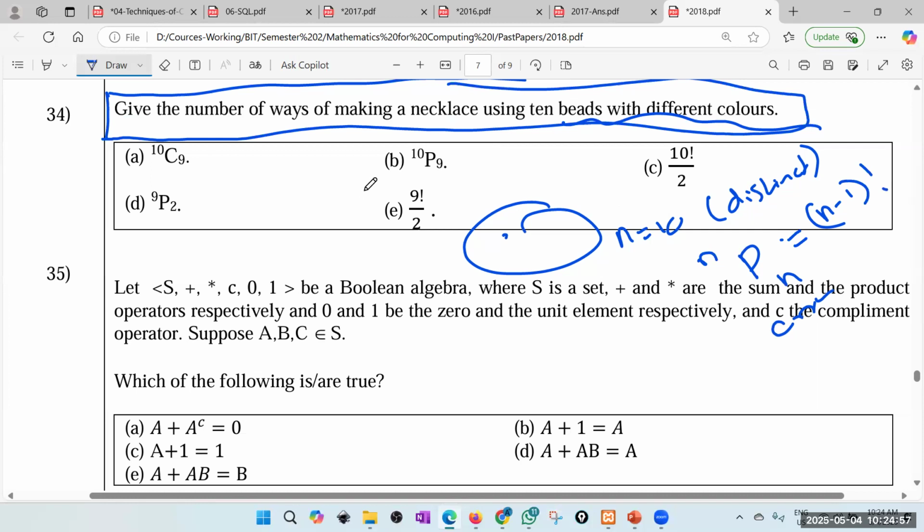With 10 different. Okay, so therefore this is not the answer because this is factorial 9 divided by 2. This can't be the answer because this is not going to be factorial 9.